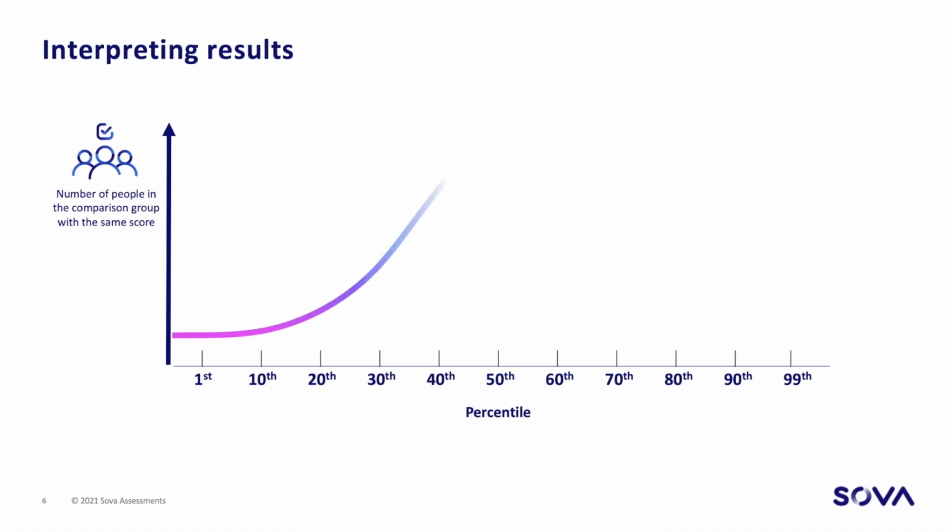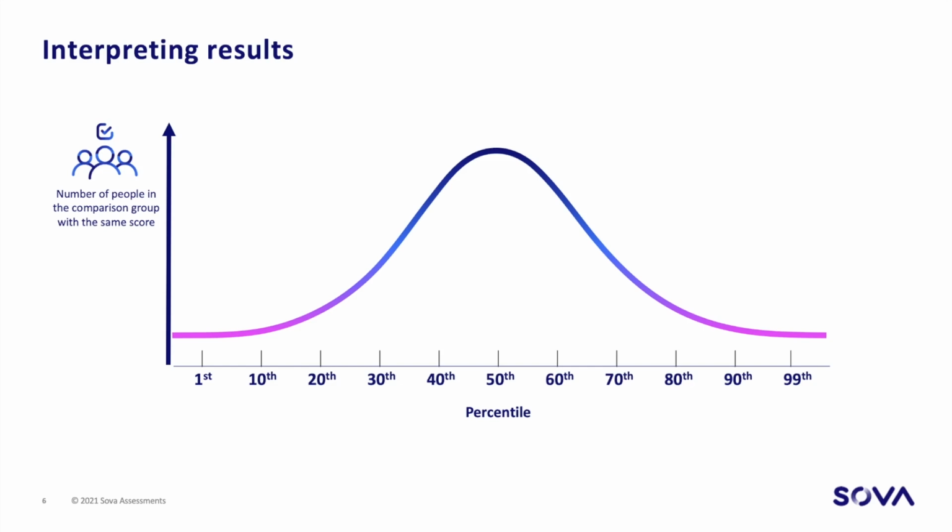Sova's comparison or norm group consists of a sample of around 1,500 people from the UK, Europe, Australia and across Asia. The global nature of our norm group provides a strong and robust set of benchmarks for use in assessment processes across global organisations. It is also possible to create personalised norms for use with the assessments that reflect the demographic of your target candidate population.